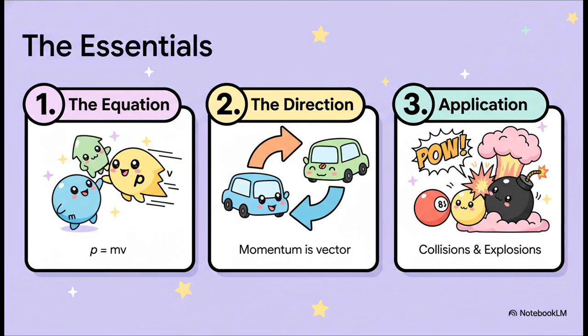First, the equation. Momentum is simply mass times velocity. P equals mv. Second, the direction. Remember that momentum is a vector, so which way something's going is just as important as how fast it's moving. And third, the application. It's the number one tool physicists use to figure out the secrets of collisions and explosions.